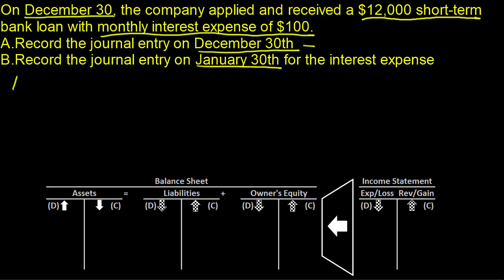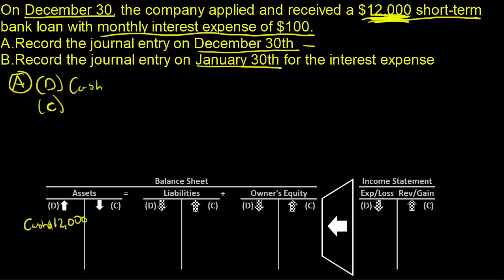All right, so let's do A first. When they get the loan, let's start with the things we can touch, which is cash. Cash is something that we know we're getting in a loan, right? So cash is going to be debited. And how much are we getting? We're getting $12,000. We got this $12,000 from right here. So we debit cash $12,000.